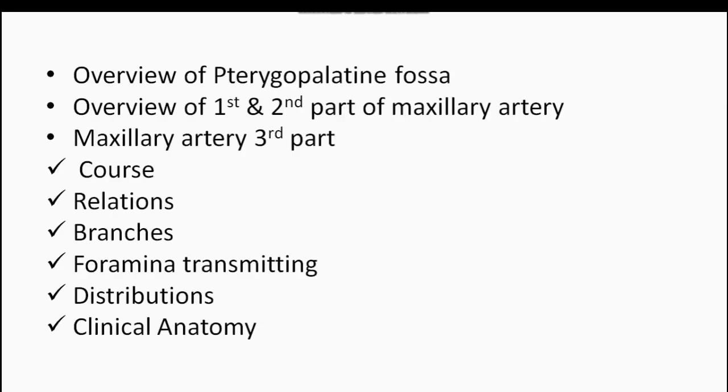So today I will be talking regarding the maxillary artery third part. First and second part of the maxillary artery were already covered in the earlier lecture. Talking over the topic under the following headings: overview of pterygopalatine fossa, overview of first and second part of maxillary artery, third part under course, relation, branches, foramina transmitting, distribution, and clinical anatomy.